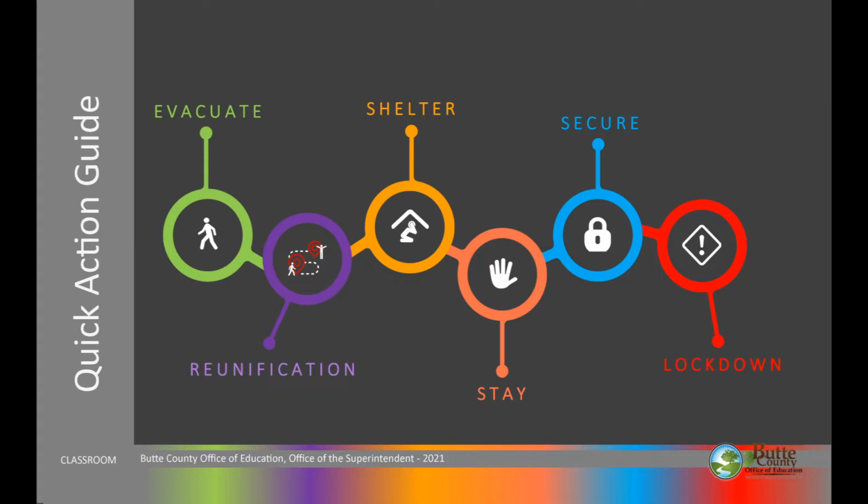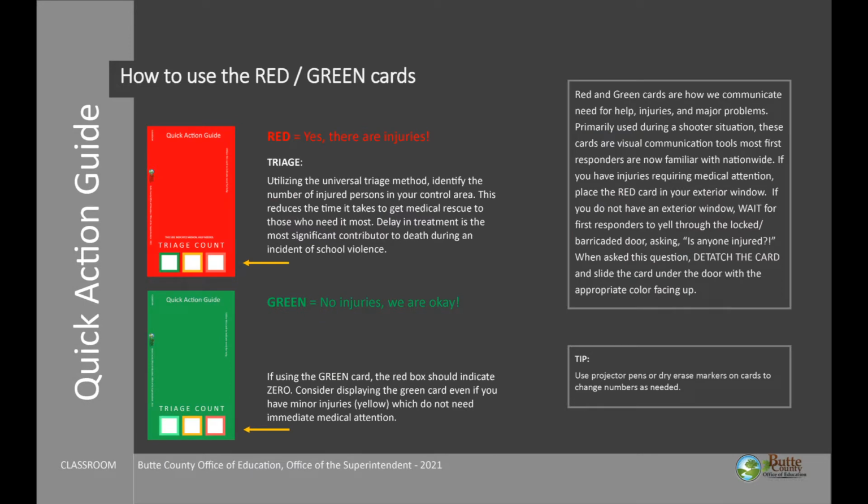To use the guide, simply remove it from the wall where it's hanging. If you flip the first page up, you will see the back side of the page contains instructions on how to use the red and green cards, which comprise the last page of the guide. The red-green card is used to communicate the need for help, injuries, and major problems existing within the classroom or office where you're located. Primarily used during an issue or situation, these cards are a visual communication tool, which most first responders are now familiar with nationwide.